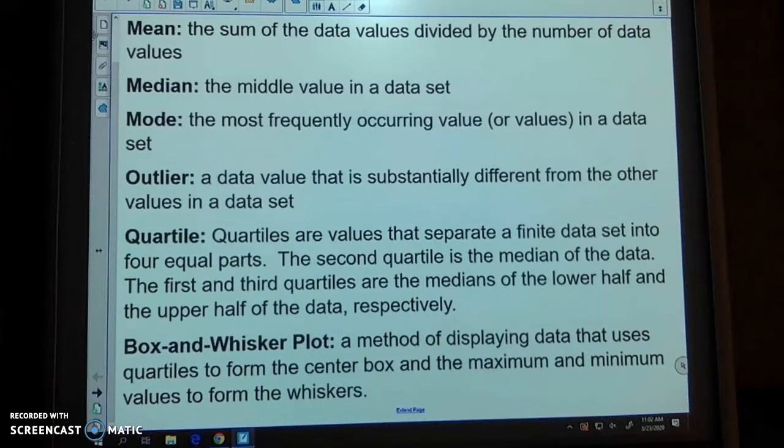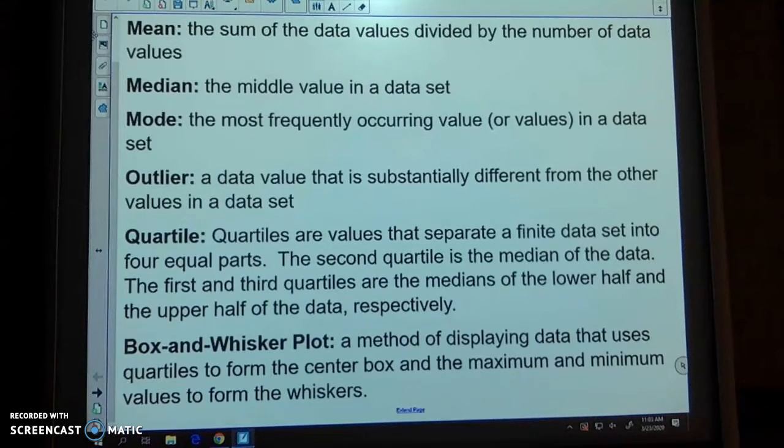So let's just take a minute. You should remember doing this in elementary school, maybe middle school as well. So these four definitions should be pretty common by now. It's when we get into the quartile and box and whisker plot that's going to be new information, but it shouldn't be too difficult. Quartiles are values that separate a finite data set into 4 equal parts. The second quartile is the median of the data. The first and third quartiles are the medians of the lower half and the upper half of the data respectively. Lower half and upper half are just talking about the values lower than the median and the values higher than the median. Don't worry, we'll go through examples of how to do these.